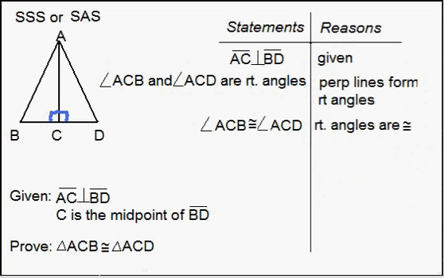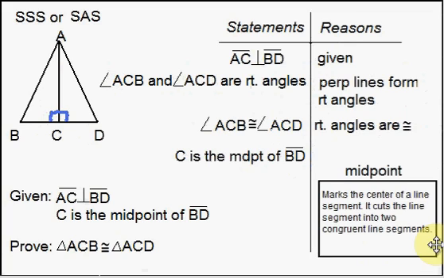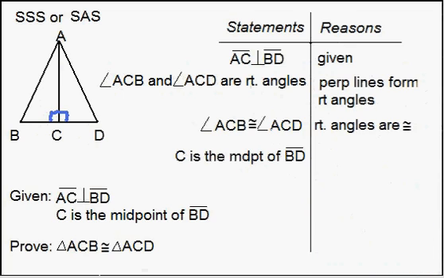The next given is C is the midpoint of line segment BD. Okay, and let's take a minute to look at what the definition of midpoint is. A midpoint marks the center of a line segment. It cuts the line segment into two congruent line segments. So, since we know that this is the midpoint of this whole line segment, that this is congruent to this.